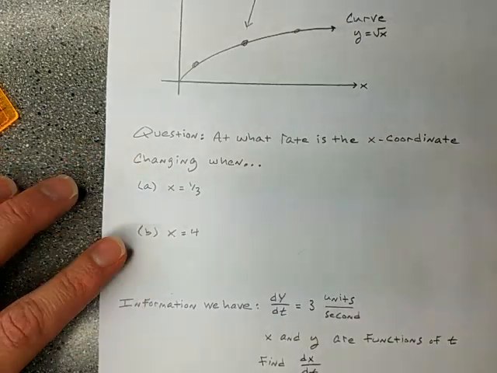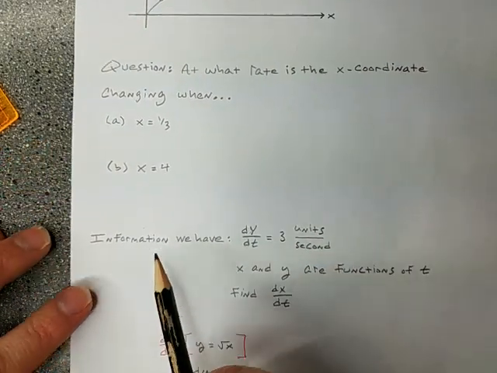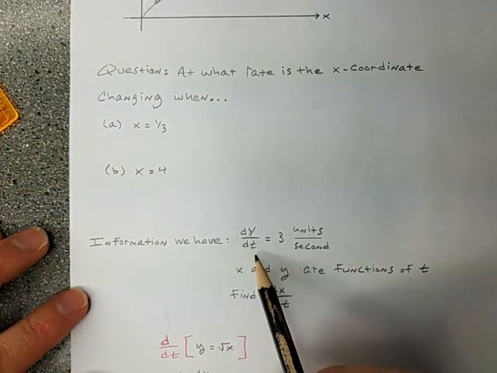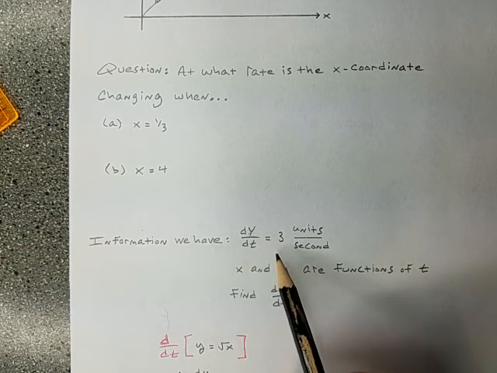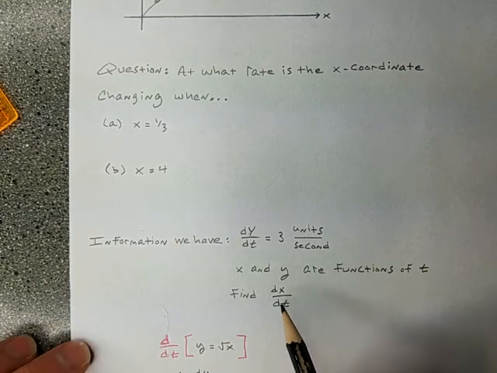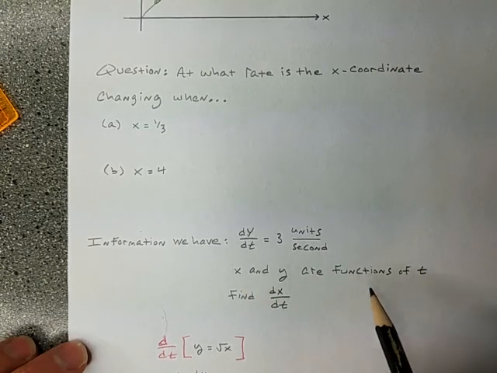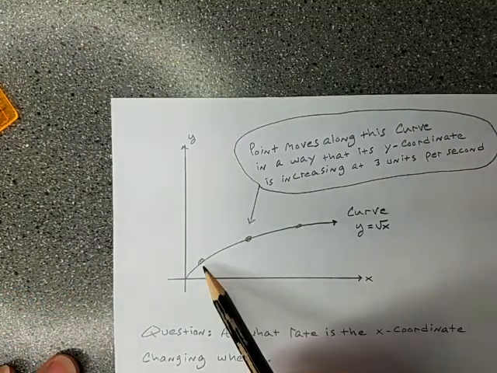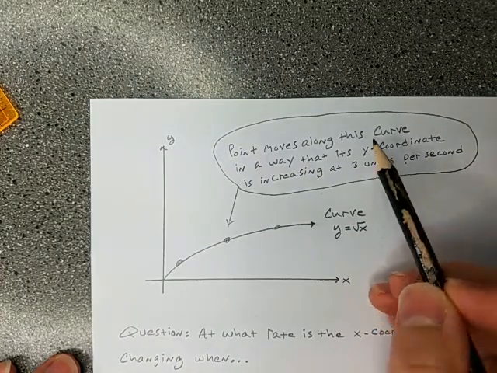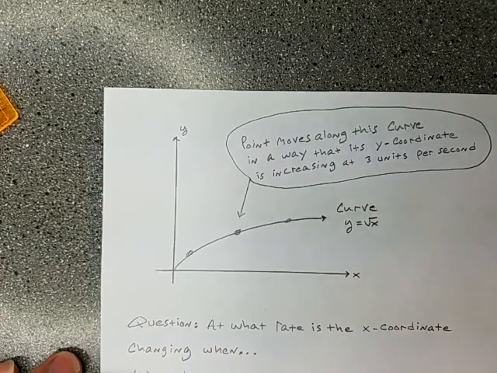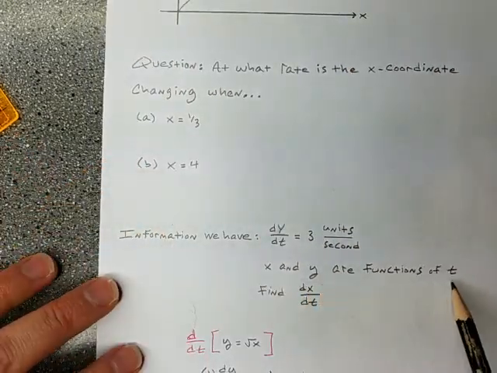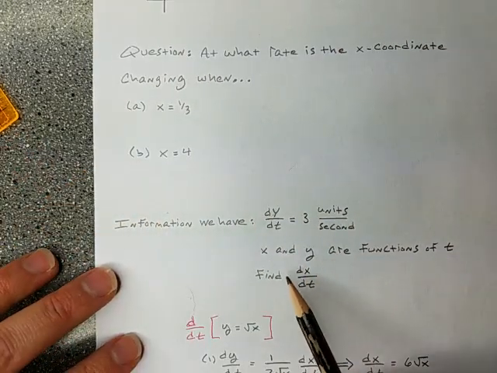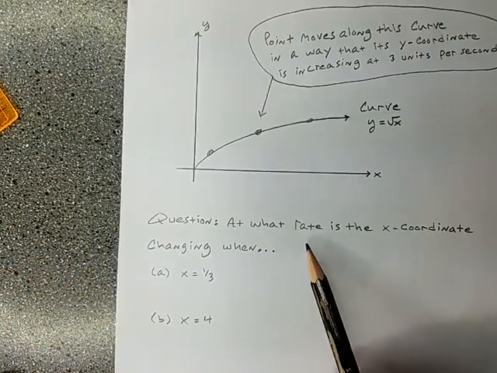Let's see. So let's actually solve it. Okay, so here's the information we have. dy over dt, that's the change in the y-coordinate with respect to time. That was given to be 3 units per second. We know that x and y are functions of t because if you're moving along the curve and the y-coordinate's increasing by 3 units per second, then the x-coordinate has to be changing too. So x and y are functions of t, and we want to find dx dt, the rate that the x-coordinate is changing.